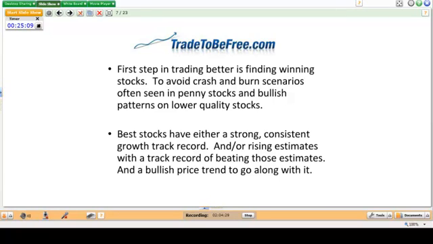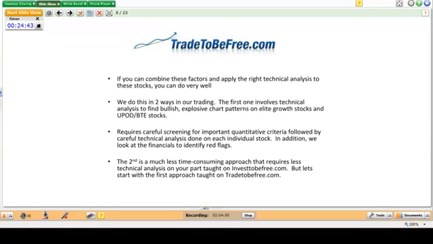And analysts and top large investors who move the market with a lot of money being put in the market, they know this, and so we want to see the estimates rising and the track record of beating those estimates, and of course we want to find a bullish price trend, a bullish technical entry at the same time to go along with it to match that. And if you can combine these two key fundamental characteristics and apply the right technical analysis to the stocks, you can do really well.